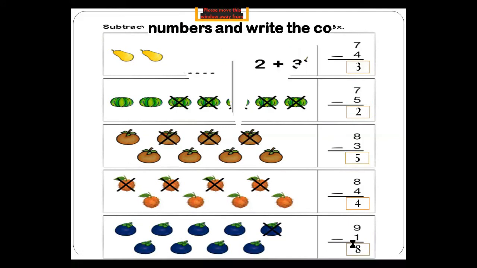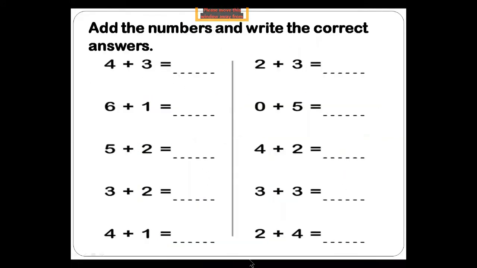Okay, now the next one, add the numbers and write the correct answer. So 4 plus 3 equal to 7. 6 plus 1, 7. 5 plus 2, 7. 3 plus 2, 5. 4 plus 1, 5. 2 plus 3, 5. It means we can make the same numbers by different numbers. Here we make the 7 by different numbers and here we make the 5 by different numbers. Now 0 plus 5, 5.